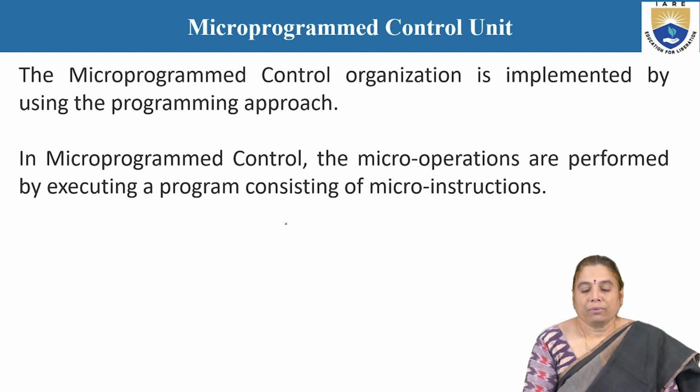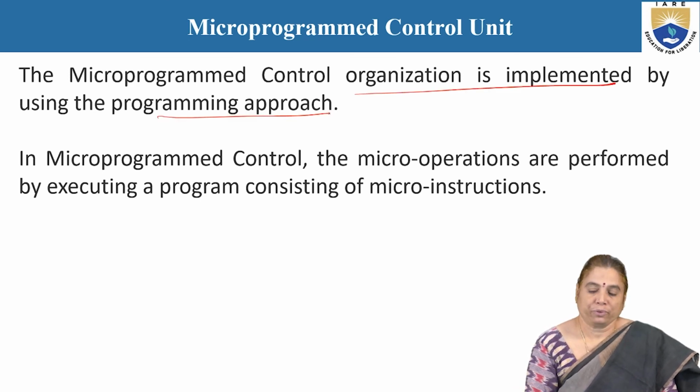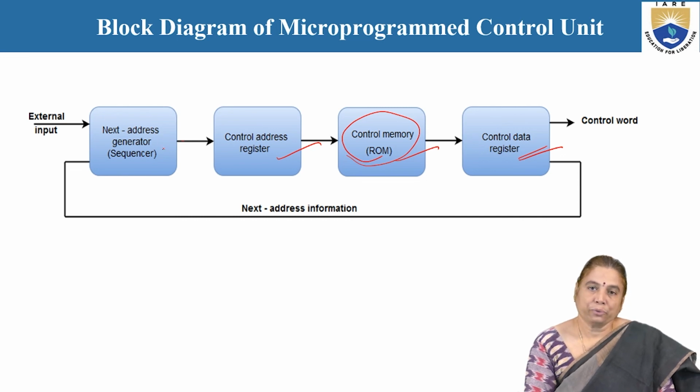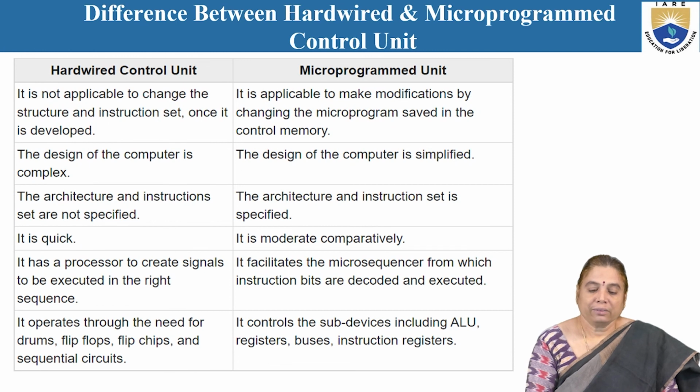The second variety of control unit design is the microprogrammed control unit. Here the control organization is implemented with the programming approach. This is the block diagram of the microprogrammed control unit. Here the next address generator is the sequencer, control address register, control memory, control data register. In order to access this control memory, the control address register and control data register can be used. For the next instruction sequencing, the next address generator can be used. So these are the two designs, that is hardware control unit and microprogrammed control unit.